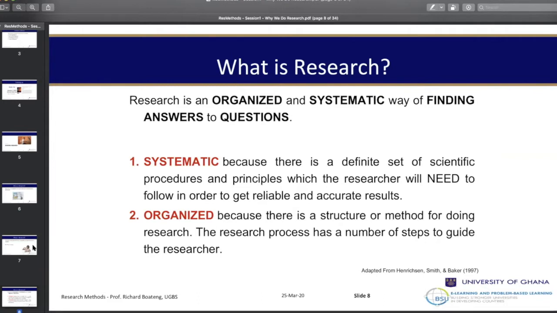Now, despite the fact that we have all these disciplines that exist and the systematic principles that are defined by the scientific community in those disciplines, we need to also understand that despite all of these things, research is also organized. It means that research has some generic steps that you need to follow. And these steps are what is termed the research process, that the researcher has to follow to be able to finish or complete a research.